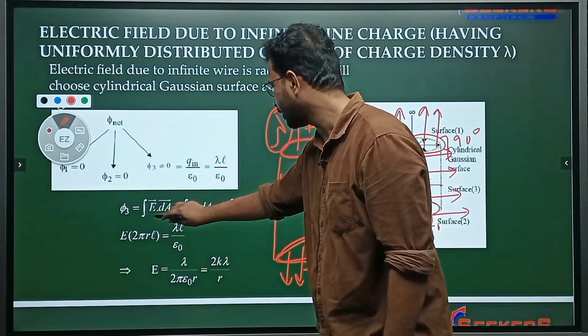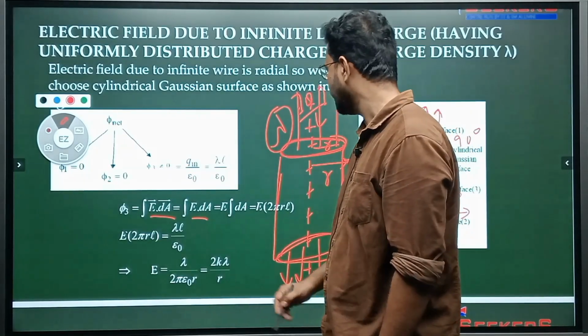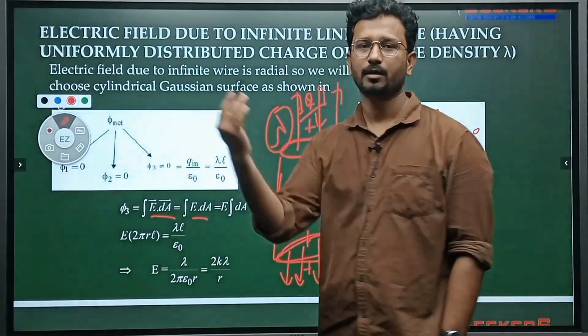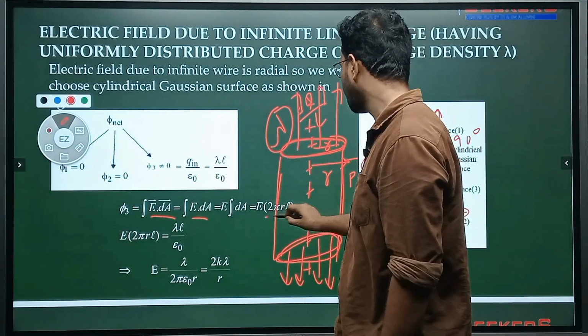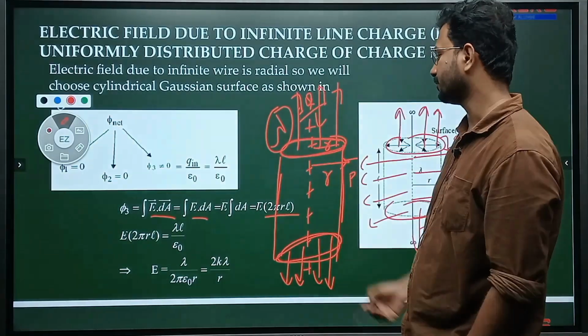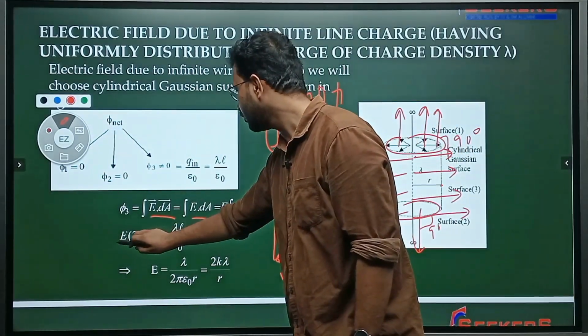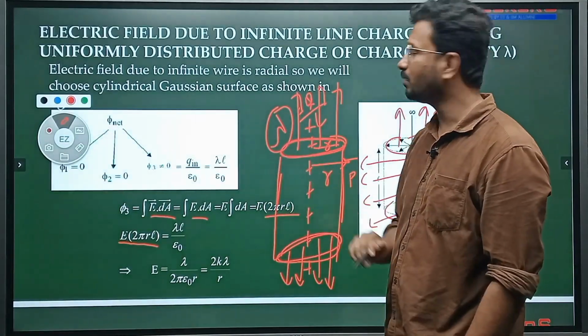You can see here E dot dA. E is the electric field. We don't know the value of the electric field, so I'm just putting E. Integration of dA: the total area of the curved surface is how much? 2 pi r into L, where r is the radius and L is the length of the cylinder. Got it? So it will become E into 2 pi r L. Got it? It should be equal to Q internal by epsilon naught.